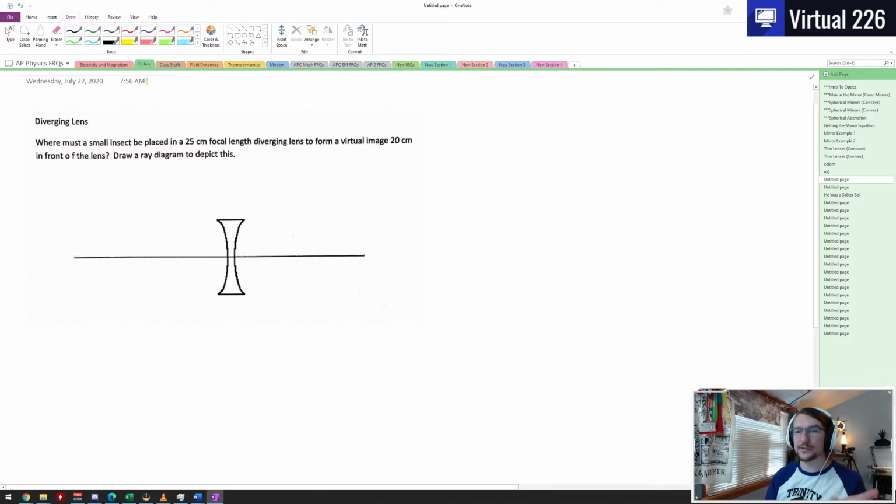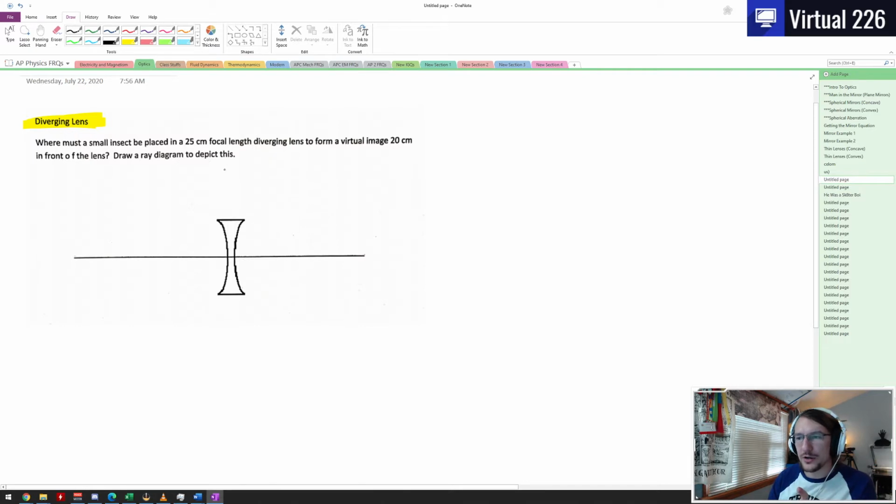Okay, so another lens problem, but this time instead of converging lenses, we're going to diverge. So what we're going to do here, we're looking at a double concave lens, so it's a diverging lens. And our question asks, where must a small insect be placed in a 25 centimeter focal length diverging lens to form a virtual image 20 centimeters in front of the lens?